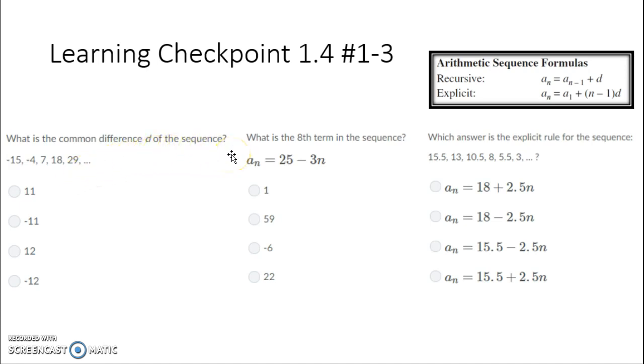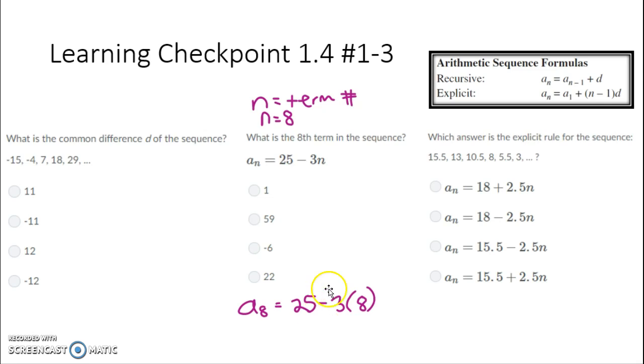Number 2 says, what is the 8th term in the sequence? We talked about what the variable n stands for in these problems, and n stands for the term number that you care about. So if I'm asking about the 8th term, that means that n is going to equal 8. So you need to evaluate this equation and say that the 8th term, a sub 8, is equal to 25 minus 3 times n, or 8.